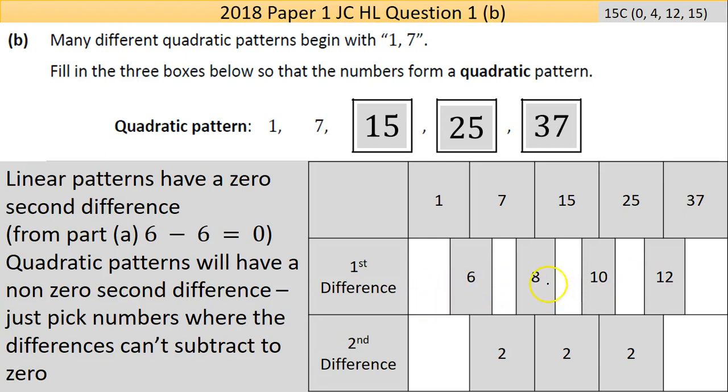Now, if I get a second difference here, take the differences away. The first difference is basically the slope. The second difference is, for lack of a better word, the slope of the slope. 8 take away 6 is 2, 10 take away 8 is 2, 12 take away 10 is 2. So the second difference pattern in this case is the same, but ultimately it's not 0.